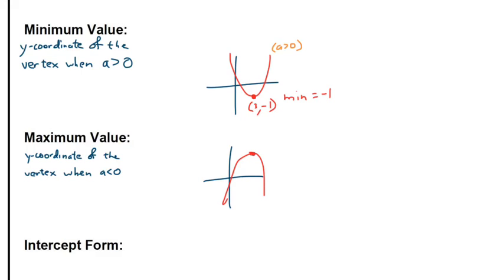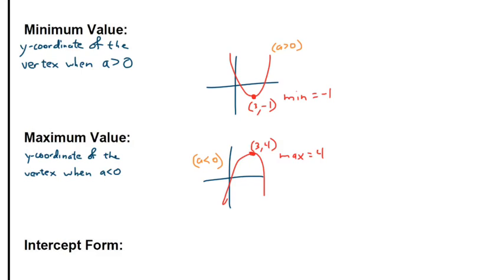Over here, let's say we got a graph that looks like this. Let's say this is the point 3, 4. Okay? And this is when a is less than 0. When a is less than 0, that first number, it opens downwards. So instead of a minimum, it has a maximum. So the max equals 4. That's the highest that it goes.